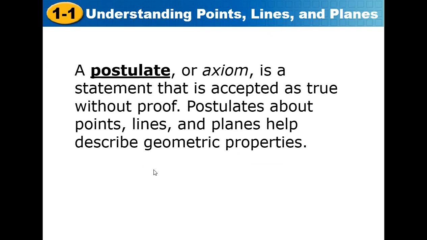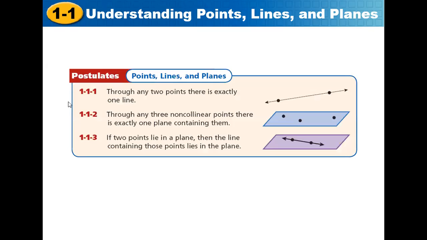A postulate. What is the meaning of the word postulate? Or sometimes we can denote it by axiom. A postulate or axiom is a statement that is accepted as true without proof. So already we know the properties of this one, so we don't want to prove it again. Postulates about points, lines, and planes help to describe geometric properties. So we know their properties now. For this reason, it will be a postulate. What are the postulates which belong to points, lines, and planes?